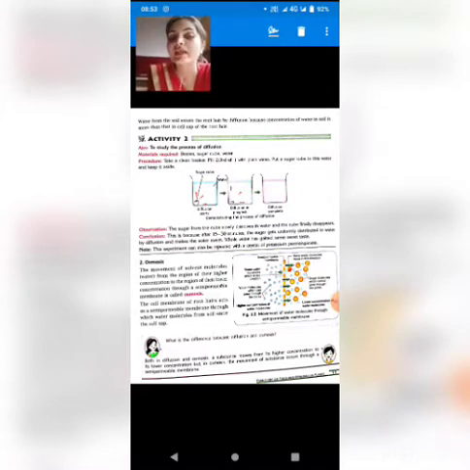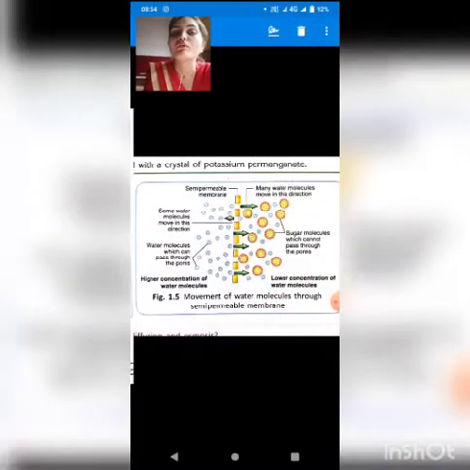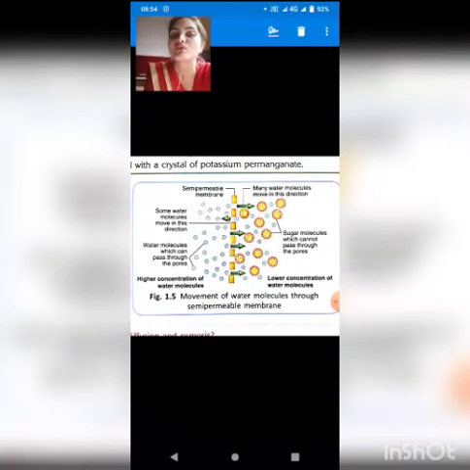Okay. Now the second process is osmosis. Now what is osmosis, students? To study the process of osmosis, we will see this diagram, students, which is now showing on your screen. See, the yellow round particle is showing a sugar molecule which cannot pass through pores.